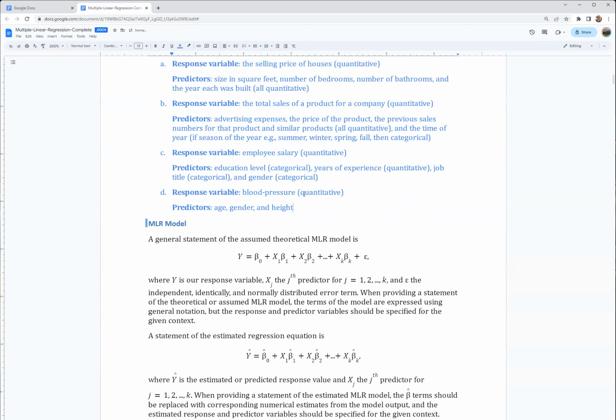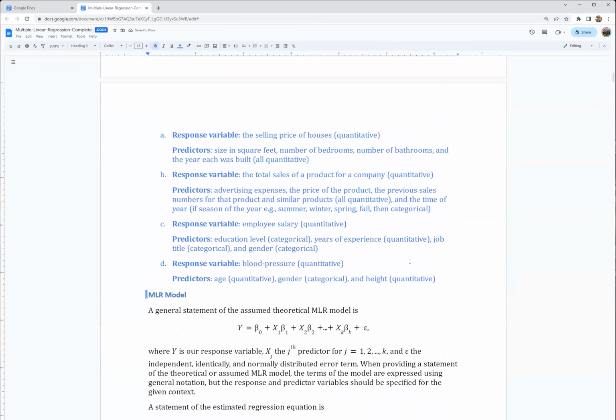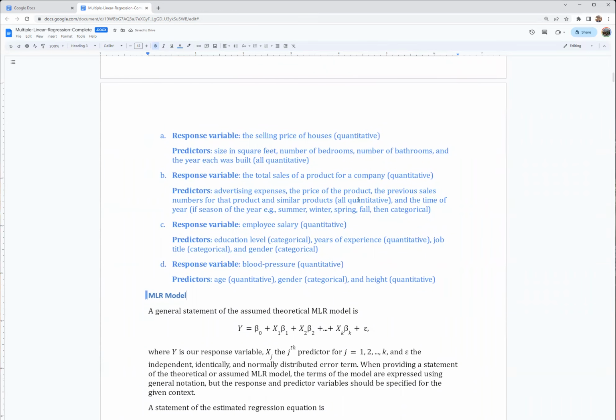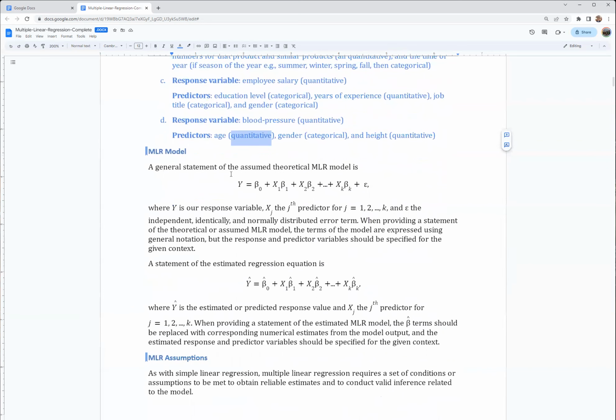Okay, so for age, someone's age in years, although that's typically reported as a whole number, it's quantitative and continuous. Gender is categorical and height is quantitative. All right. So that's all the response and predictor variables for each of those scenarios above here. And now we're getting into this a little bit more. We see some categorical variables, but the response variable is always quantitative.